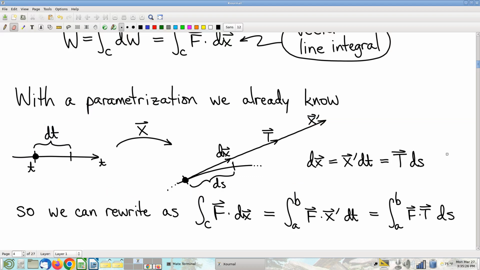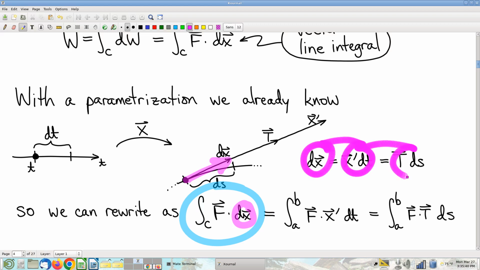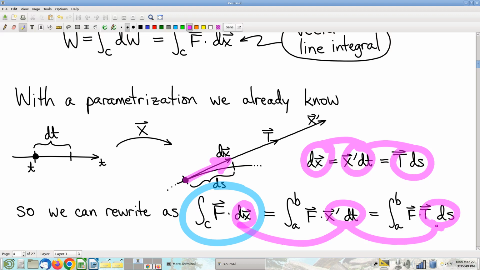So if I want to rewrite a vector line integral, in particular, I'm going to need to know how to rewrite dx. Well, there it is. And here are three pre-established formulas, alternative ways that I can think about dx. So I can just plug them in, and that gives us three alternative formulations of vector line integrals. Take your pick. These are all equivalent.